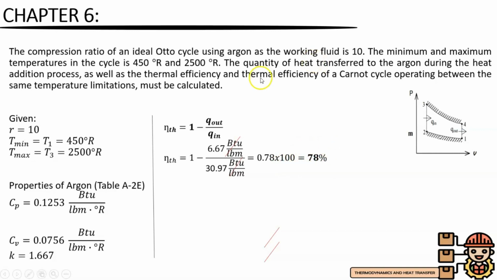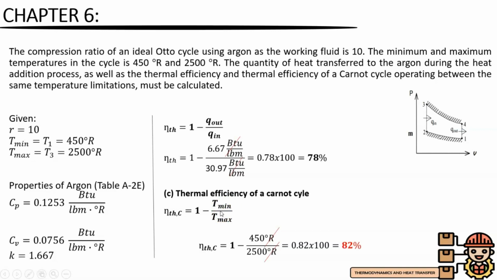Next is the thermal efficiency of a Carnot cycle operating between the same temperature limitations. So the thermal efficiency of the Carnot cycle is equal to 1 minus the minimum temperature divided by the maximum temperature. Since the minimum temperature is equal to 450 degrees Rankine and the maximum temperature is 2500 degrees Rankine, 1 minus 450 degrees Rankine divided by 2500 degrees Rankine is equal to 0.82.